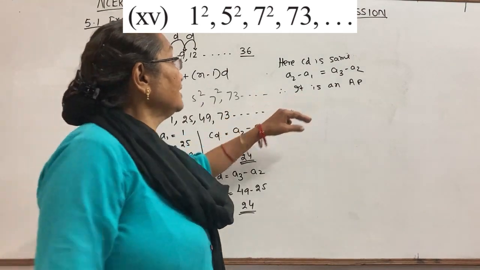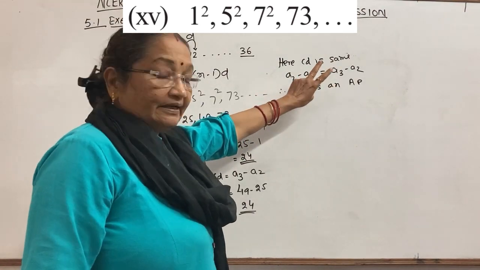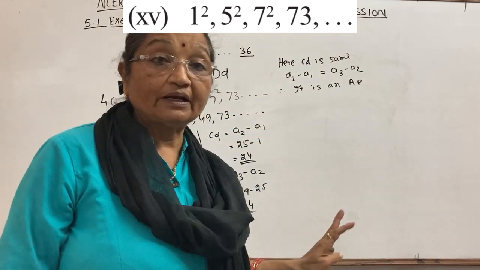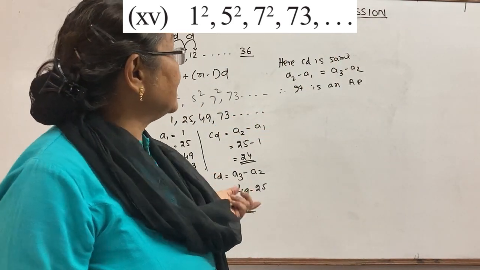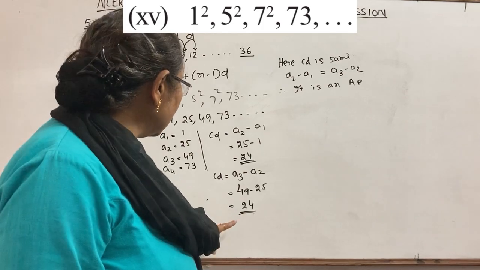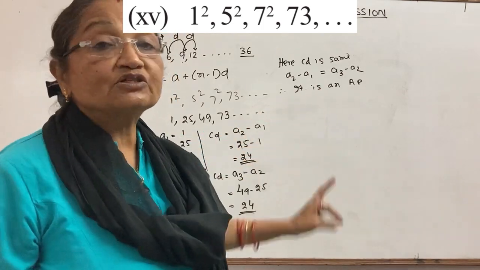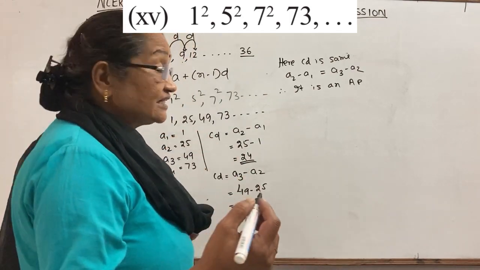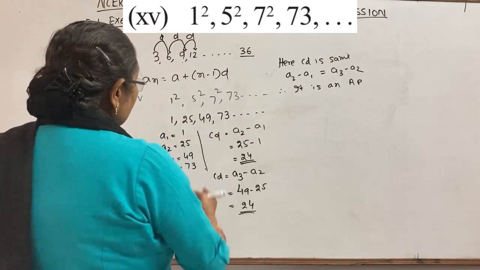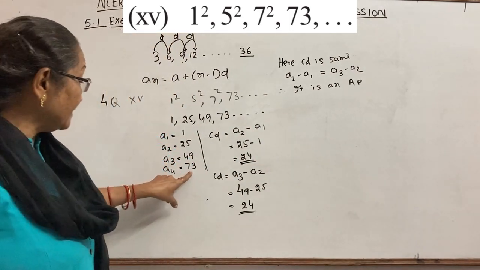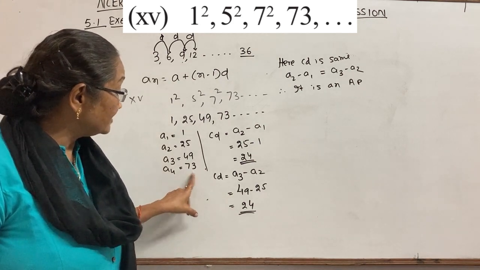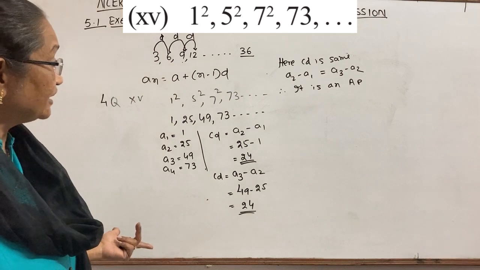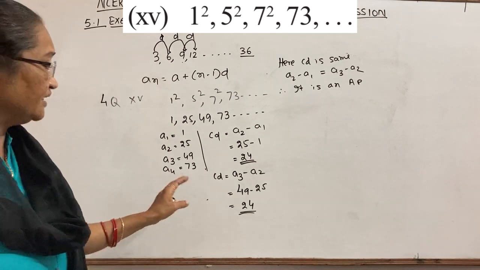Sorry, A2 minus A1, this common difference is the same. A2 minus A1 is equal to A3 minus A2, because we got 24. Therefore we will call it an AP. Now that it is an AP, we can find the next terms. How many terms were given? 4 terms. If you add 24 to 73, that is 73 plus 24, you will get A5, the next term. Like that also you can do. If it is a 1 mark question, then you add it.